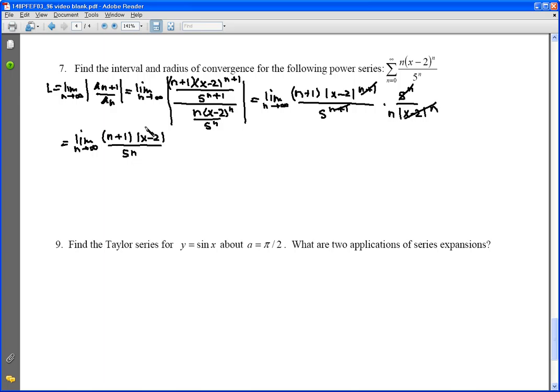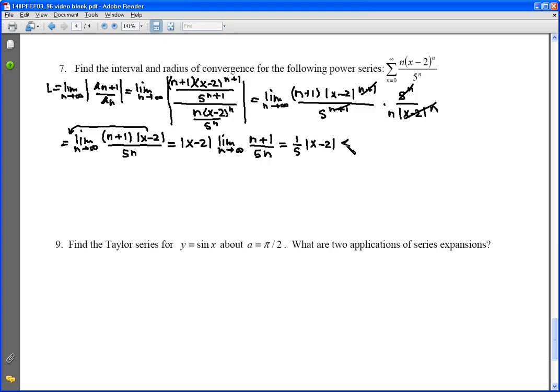Absolute x minus 2 is independent of n, so that can come out. So this will equal absolute x minus 2, and then take the limit as n goes to infinity of n plus 1 over 5n. Dominant terms are n and 5n. So if we get rid of our plus 1, this is just 1/5. So this is going to be 1/5 absolute x minus 2.